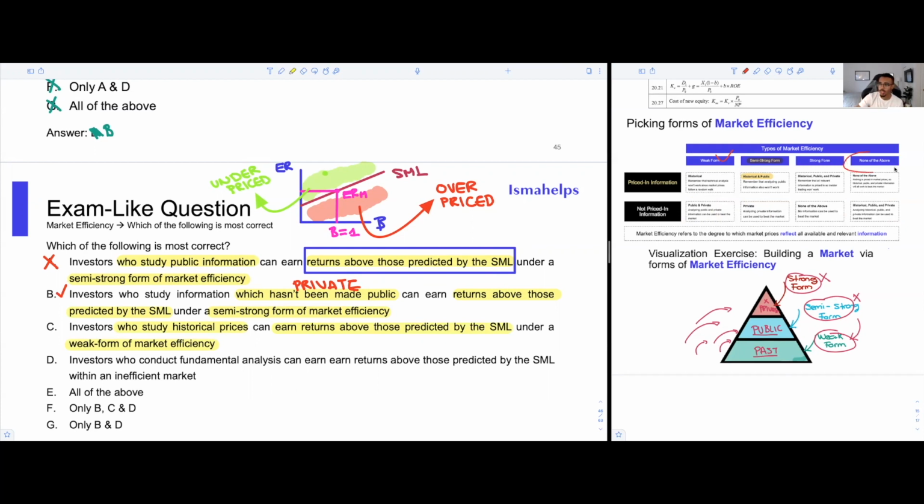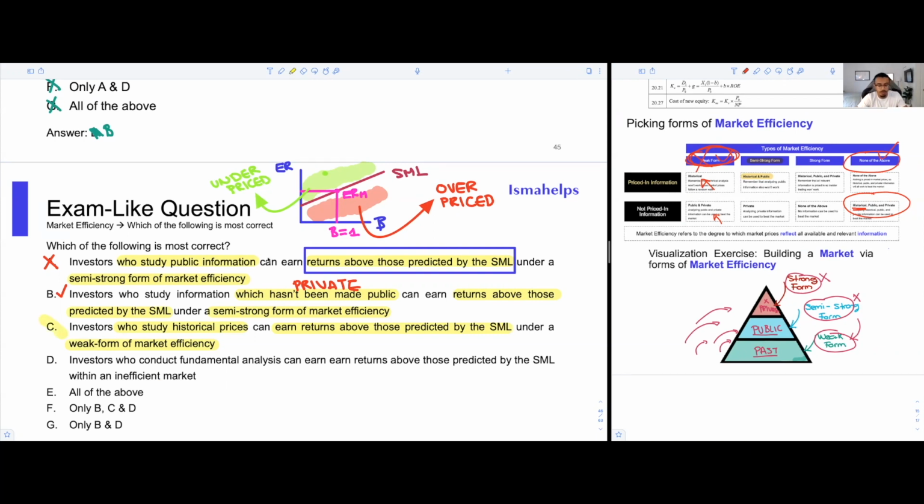And that's going to be right here under a none of the above, an inefficient market, because historical prices would not be priced in. So that's the only instance at which investors could do so. Saying that investors could do so in a weak form is totally wrong, because in a weak form, historical prices are priced in, and only public and private information is not priced in. So this is not good and this is good. This would only be in an inefficient market.